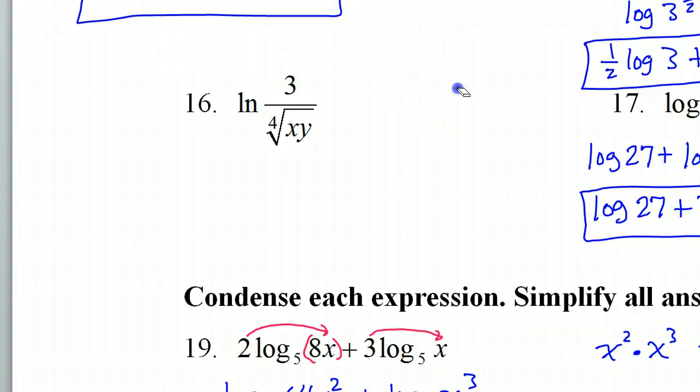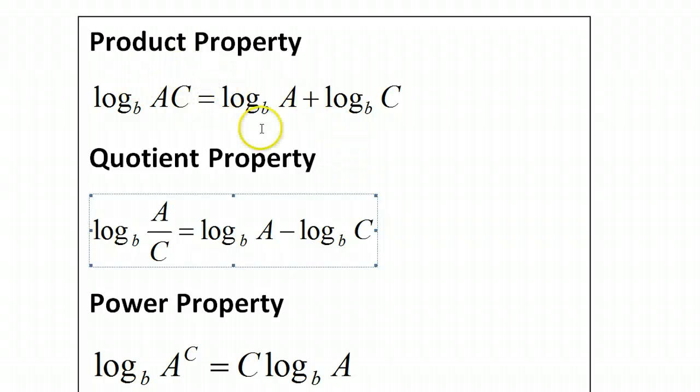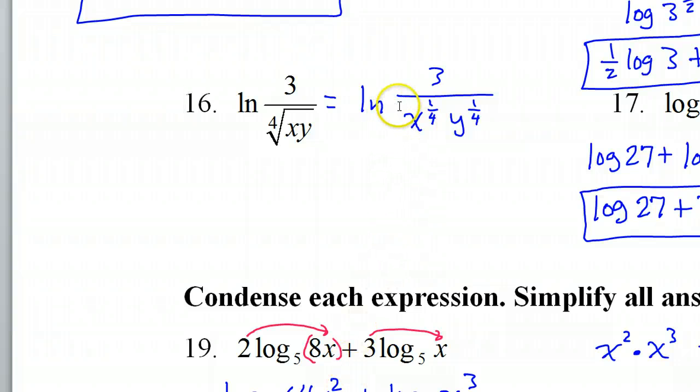So I'm going to do that. So this is going to give me the natural log of 3 over x to the 1/4 power, y to the 1/4 power. Now, I'm going to use a combination of the product property and the quotient property to expand this. Anything in the numerator is going to become a positive term. Anything in the denominator will become a negative term.